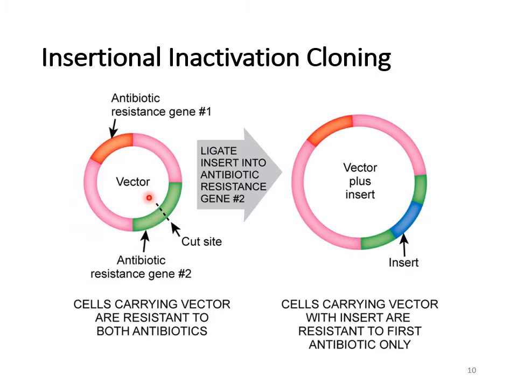Now, if you successfully cut open this vector and insert a gene, what do you notice? That gene just destroyed the kanamycin resistance. So any bacteria that has a plasmid that simply religated on itself and never took in a gene will still have AMP and kanamycin resistance. If, however, it took in the new gene, it'll have AMP still working, but it will not be kanamycin resistant.